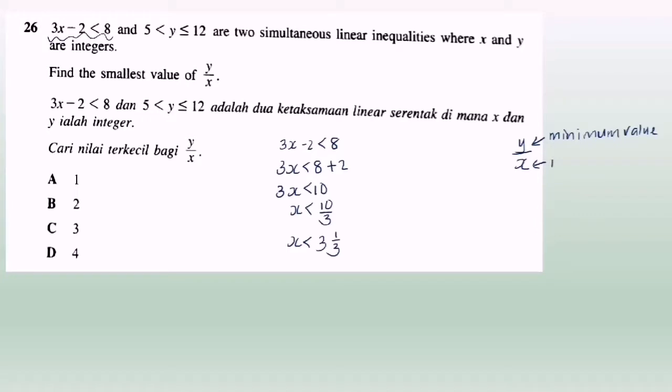And this one we need to take the maximum value. Then only we can obtain the minimum value of y over s. For the value of y, the minimum value is 6. For the value of s, the maximum value is 3. Substitute in y over s: 6 over 3 equals 2. So the answer is B.